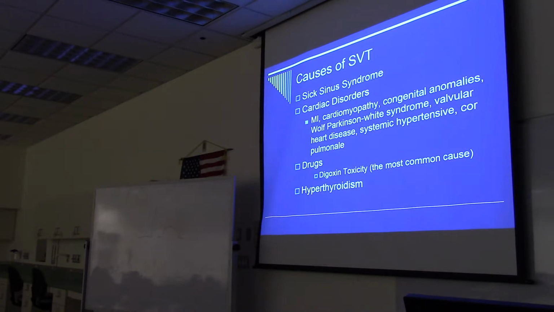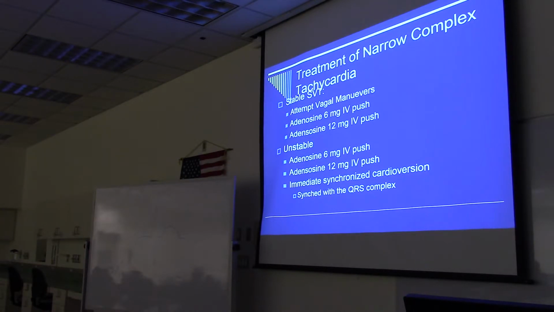Drugs can cause SVT with digoxin toxicity. It's probably the most common cause for seeing SVT. And if somebody has hyperthyroidism, that causes a really fast heart rate also. All right, so how do you treat really fast heart rates?